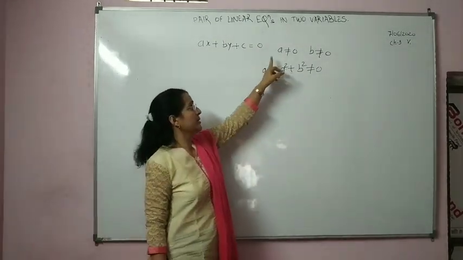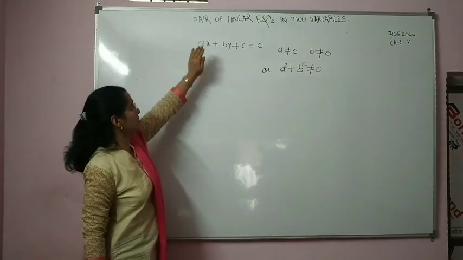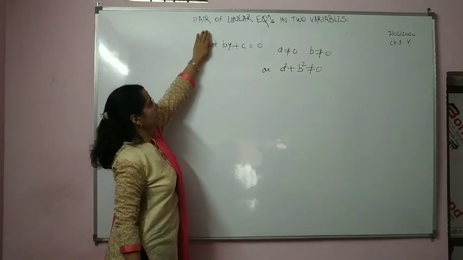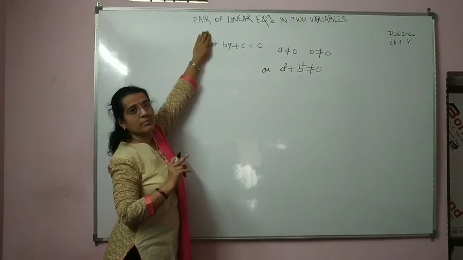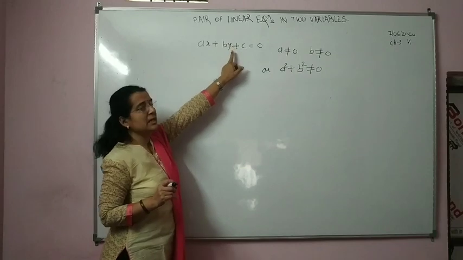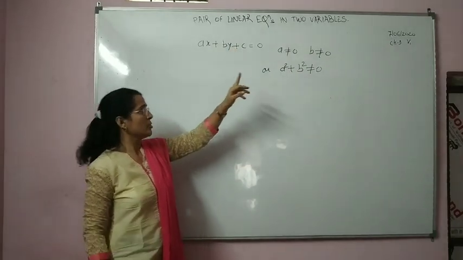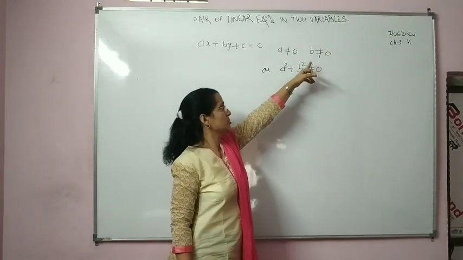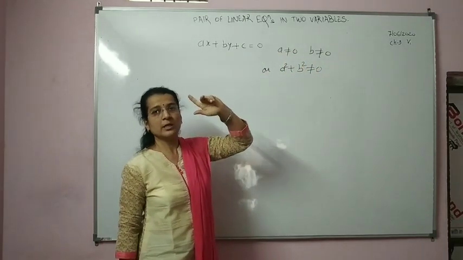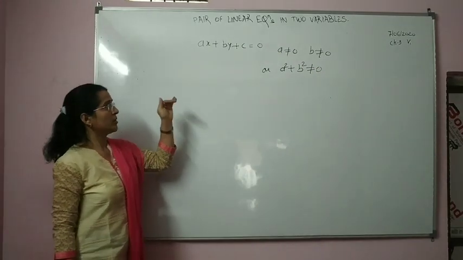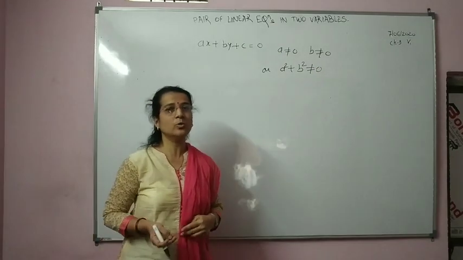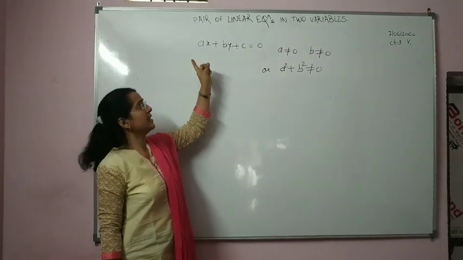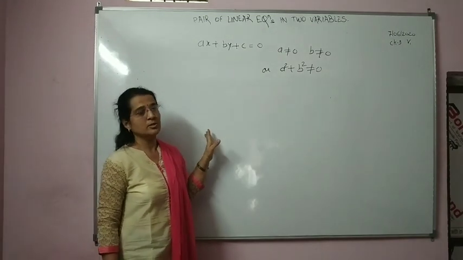Now see what will happen if a equals 0. Then 0 multiplied by any number is 0, the whole part will become 0, and you will have the equation by + c = 0, which is nothing but a linear equation in one variable. Either you take a equals 0 or b equals 0, the equation turns into a linear equation in one variable. But the topic is linear equations in two variables. That's why the standard form is ax + by + c = 0.